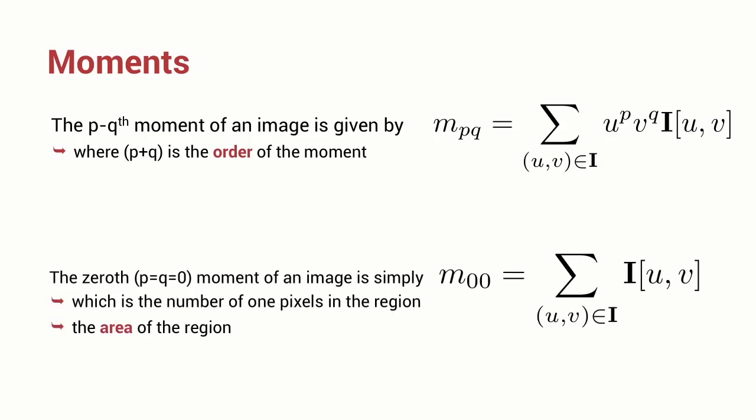A particularly interesting moment is when p equals q equals 0. We call this the 0th moment of the image. Because p and q are 0, we simply remove them from the summation, and the moment 0,0 is simply the sum of the pixel values. Now, if the pixels are either 0 for background or 1 for the object, then the sum of the pixel values is going to be the area of the region. It's going to be the number of bright pixels within the shark that we were just looking at.